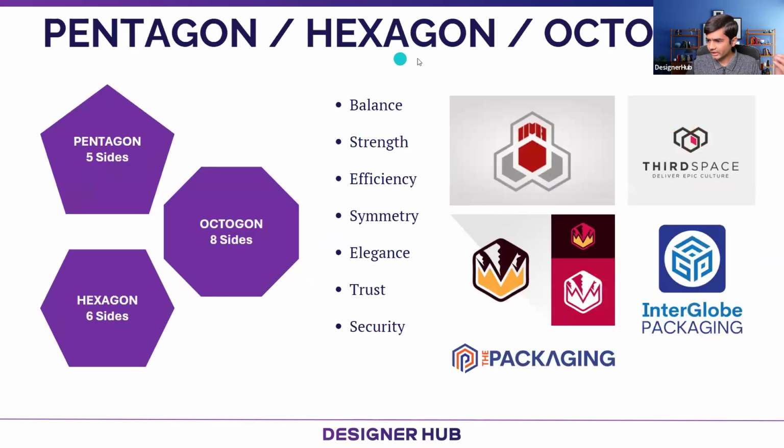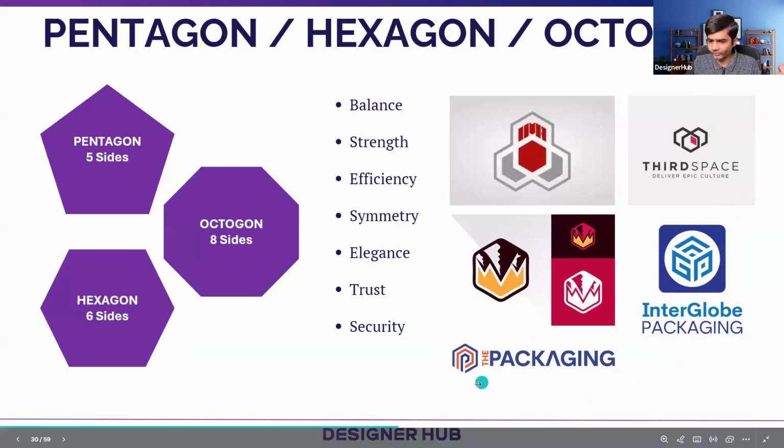Coming to the pentagon, hexagon, or octagon. Now, over here, again, because they have pointed edges with flat lines, you can see it's again balance, strength, efficiency, symmetry, elegance, trust, and security. Almost the same as the rectangle or the square, but it adds that extra depth of security because it points to multiple areas or angles, and extra depth of symmetry, because hexagons are majorly used to denote symmetry and efficiency. Okay, and you can see how they have been using it over here.